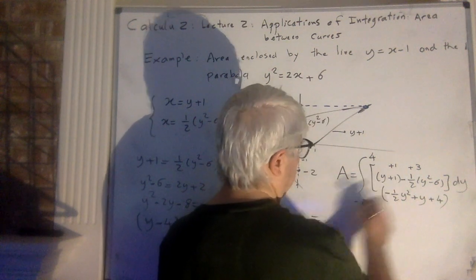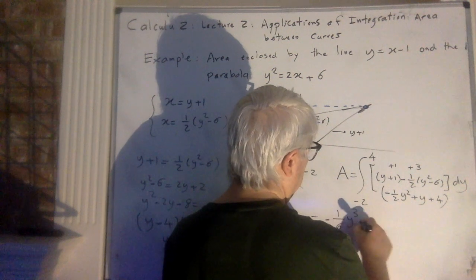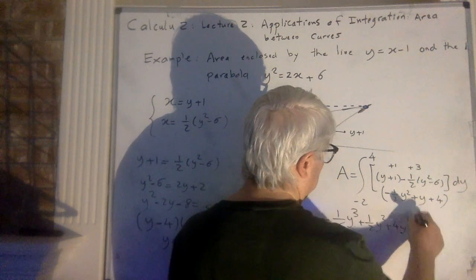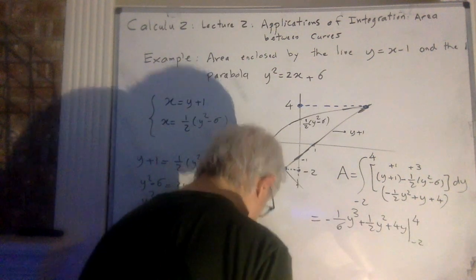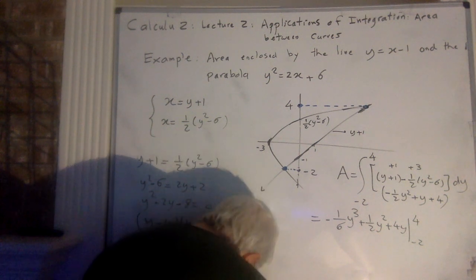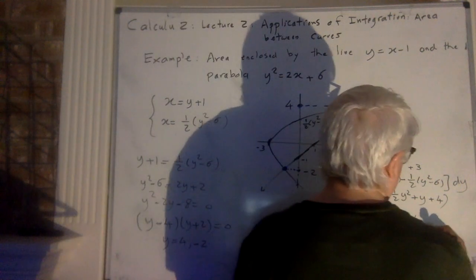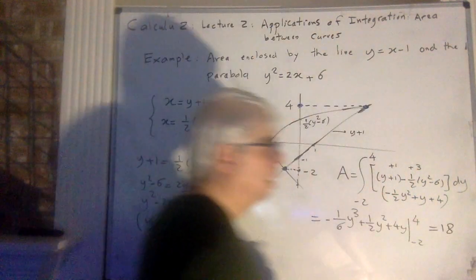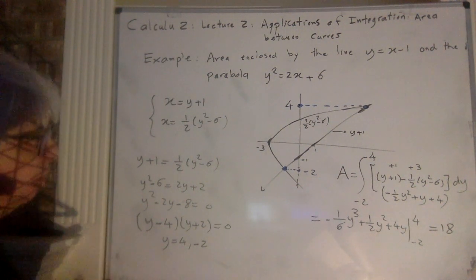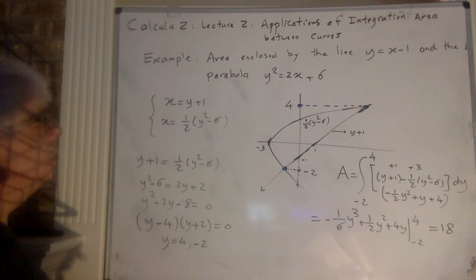Okay, so I have minus 1/6 y cubed plus 1/2 y squared plus 4y from -2 to 4. Well, I have the answer here, so I won't waste your time. So the answer is 18. Yeah, 18. So in the end, you get 18. As you see, the integral here is a simple one. We are using y as the independent variable.